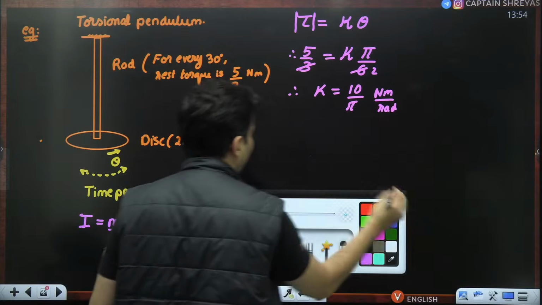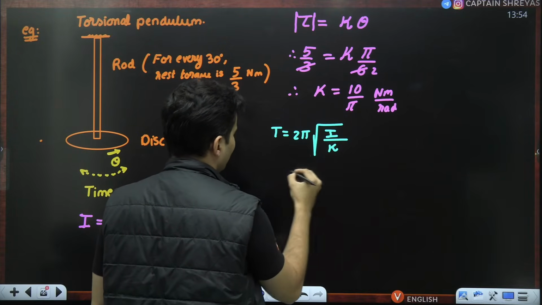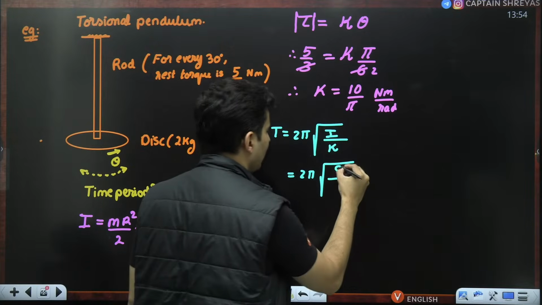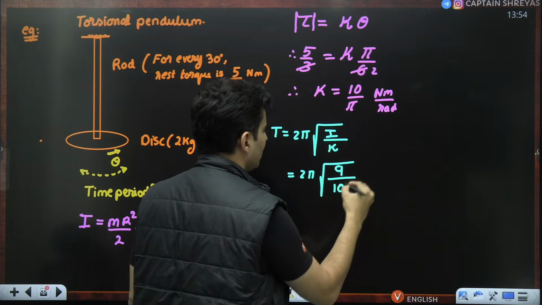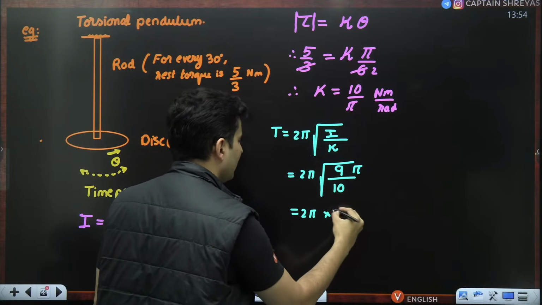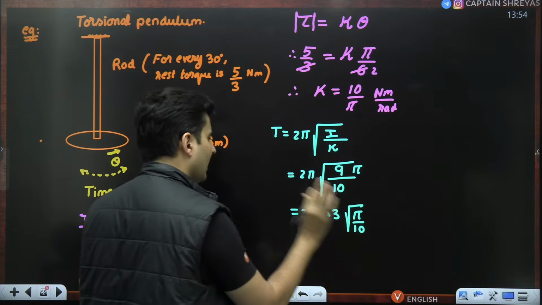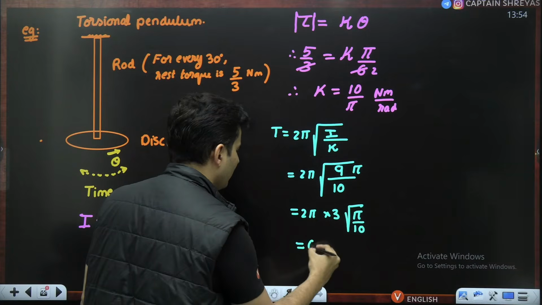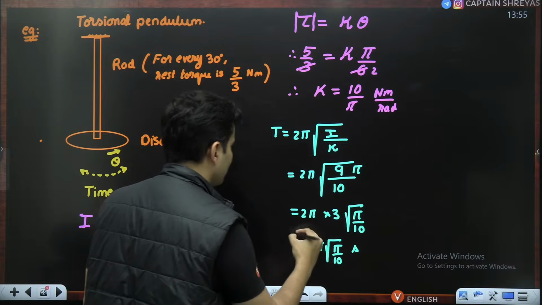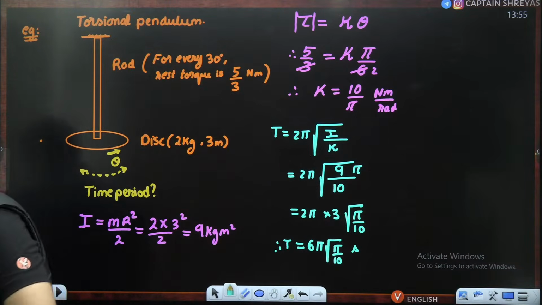So, last step is finding the time period, which is 2 pi under root, instead of mass, inertia, and spring constant replaced by torsional constant. Moment of inertia is 9, so put it over here. Spring constant, which is torsional constant, is 10 by pi. Okay. Root of 9 is basically 3. Pi's root as it is, 10's root, I can keep it as it is. So basically this will become 6 pi root pi by 10 seconds. That is the answer. 6 pi root pi by 10 seconds, that's the time period.